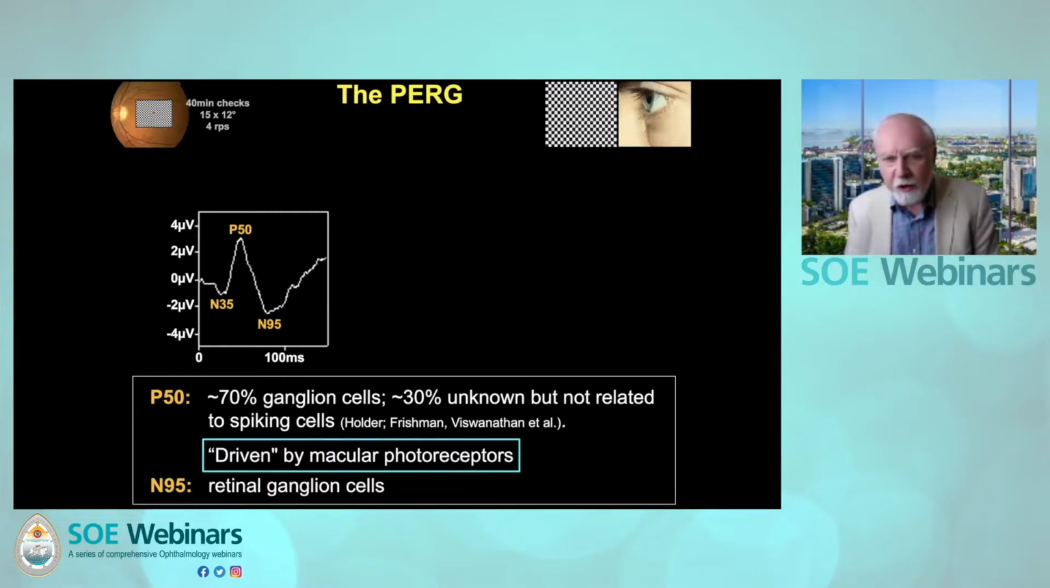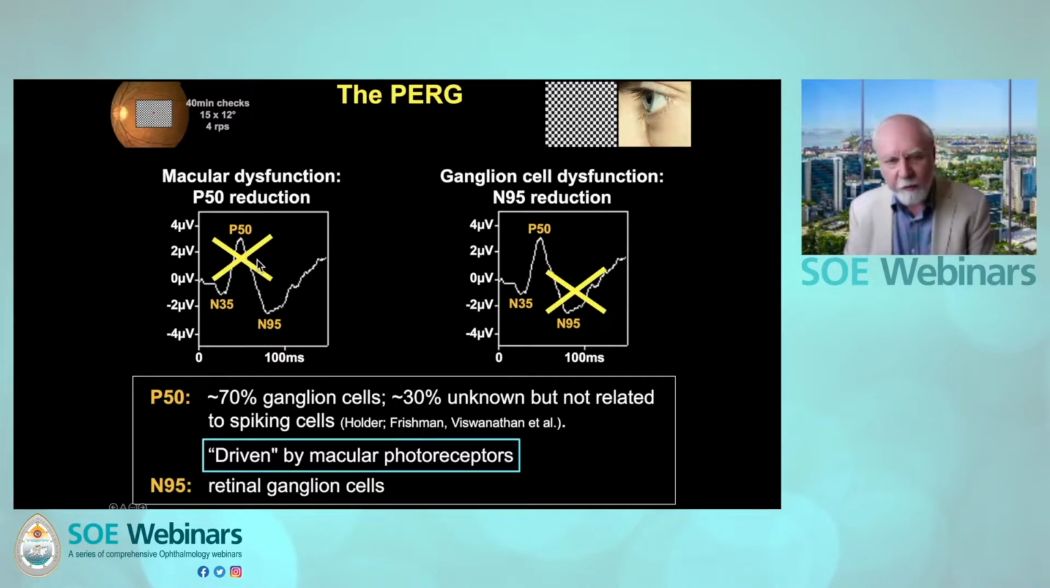The pattern ERG is the response of the retina to a reversing checkerboard, and the experimental work of Laura Frishman and our clinical work has shown that the N95 component arises in the retinal ganglion cells. And although about 70% of P50 arises in the ganglion cells, it's driven by the macular photoreceptors. And therefore, if we have macular disease, P50 is affected.